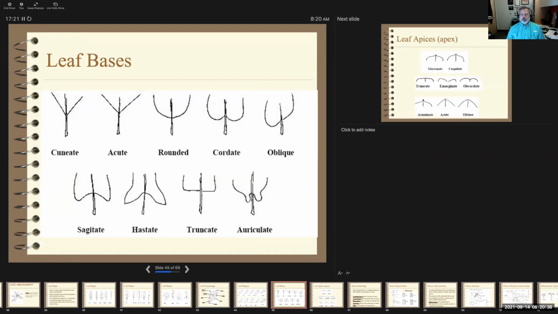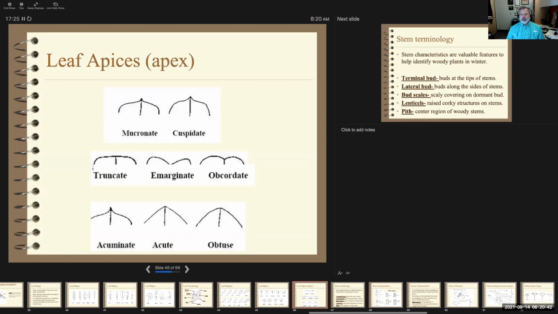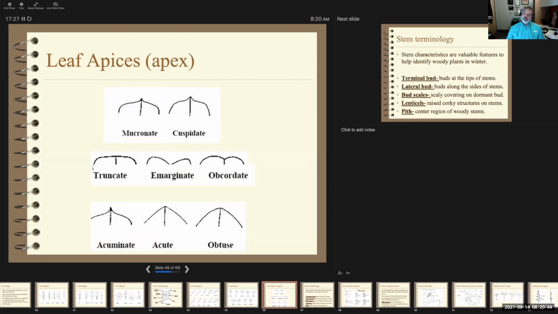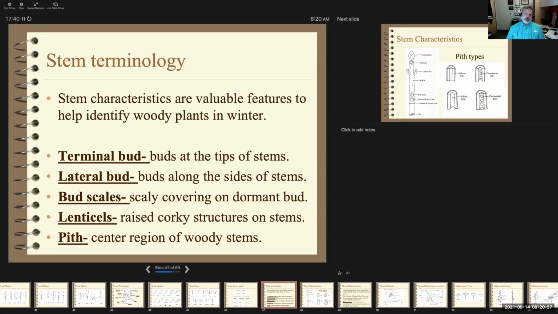And the same is true for the bases of the leaves. There's all different things that we call the bases of leaves. There's all different things that we call the tips of the leaf or the apex of the leaf. And it's just important to know that out in the world of plant identification, we do call these things by specific names.